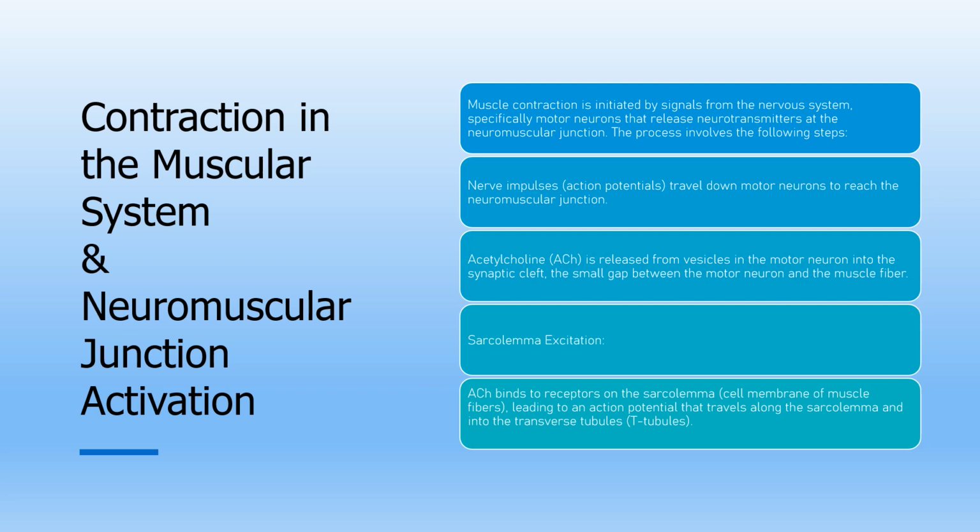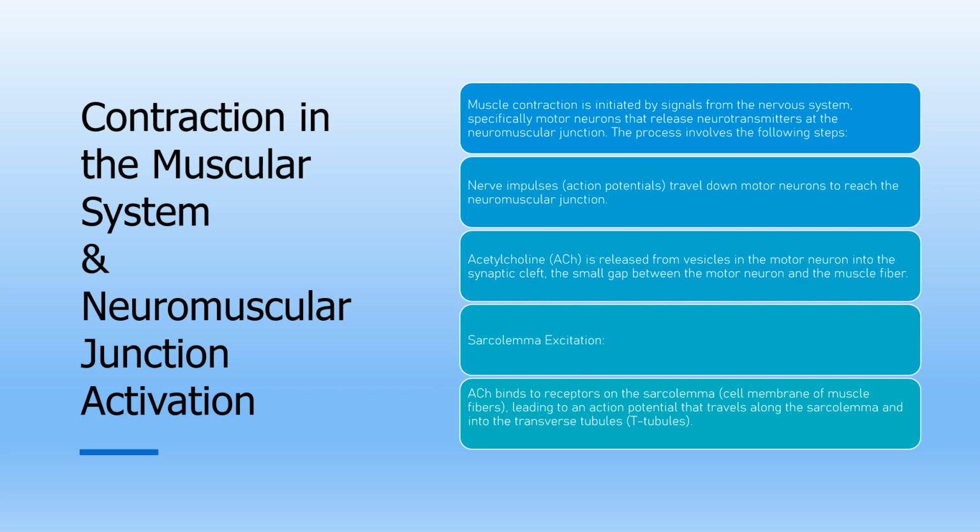And to our next slide, contraction in the muscular system and neuromuscular junction activation. Muscle contraction is initiated by signals from the nervous system, specifically motor neurons that release neurotransmitters at the neuromuscular junction. The process involves the following steps. Nerve impulses, action potentials, travel down motor neurons to reach the neuromuscular junction. Acetylcholine, ACh, is released from vesicles in the motor neuron into the synaptic cleft, the small gap between the motor neuron and the muscle fiber.